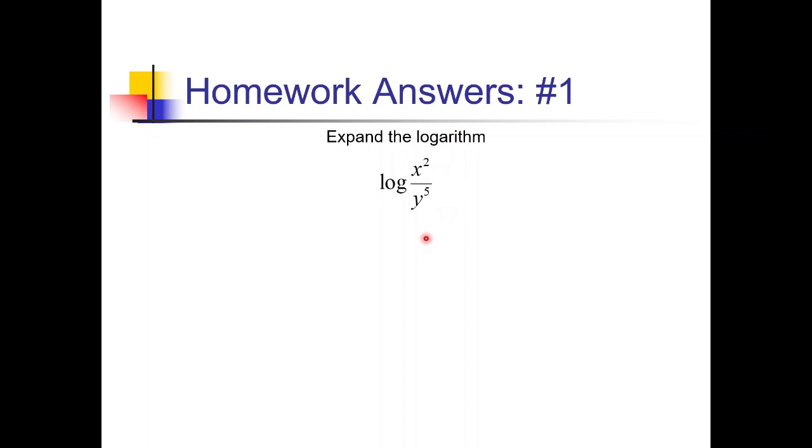So the way we're going to do this using some log properties, our top level thing that's going on is we've got some division. Logarithms turn division into subtraction. So we can rewrite this as log of x squared minus log of y to the fifth. And at this point we can't have these exponents inside, so we're going to use our pop-out rule of logarithms where we turn exponents into multiplication. So this first logarithm we can rewrite as 2 times the log of x, and this will be minus 5 times the log of y.